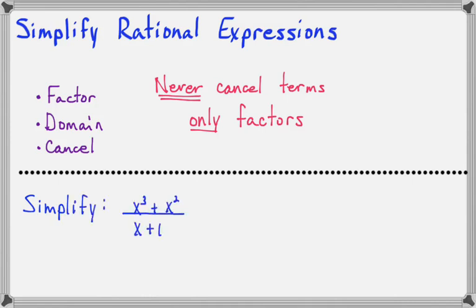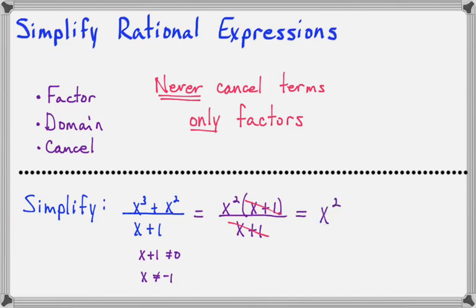So here's our first example. Let's simplify x to the third plus x squared over x plus 1. So I notice that the top has a common factor. I can factor out an x squared from the top, and of course the bottom is a linear factor, so it won't factor at all. Now I look at the denominator and I see that the denominator cannot equal 0, therefore x cannot equal negative 1. And now I'm going to cancel out our x plus 1's, and so all we have left here is x squared, and we also note that x cannot equal negative 1 because that would cause the denominator to be undefined.